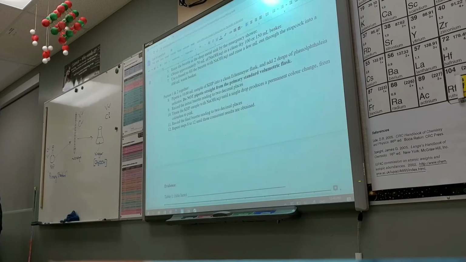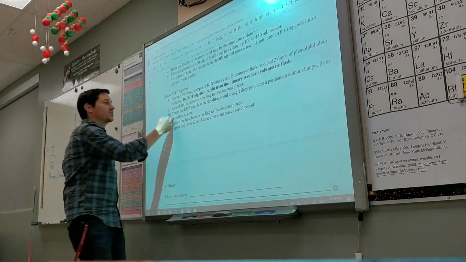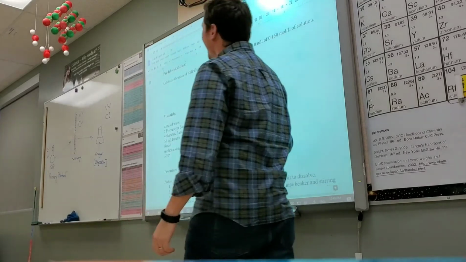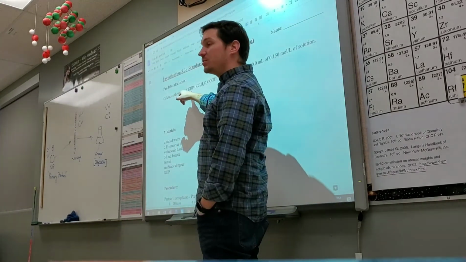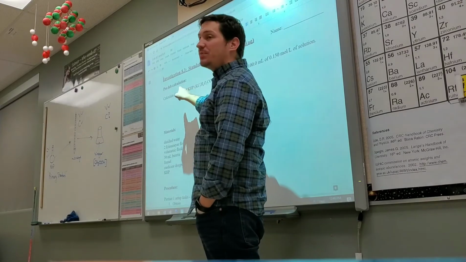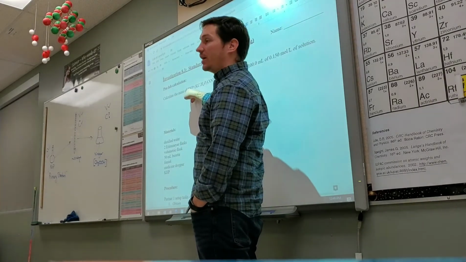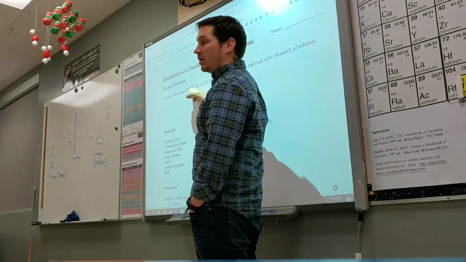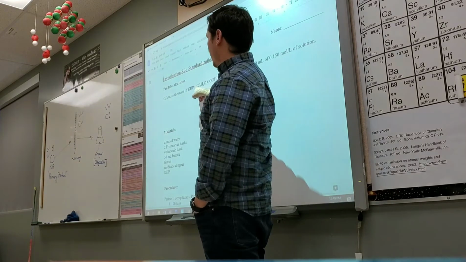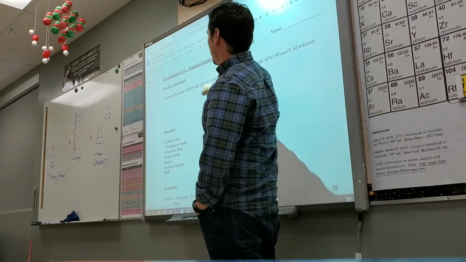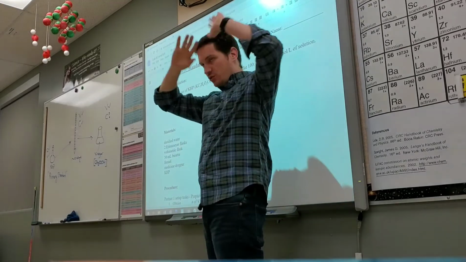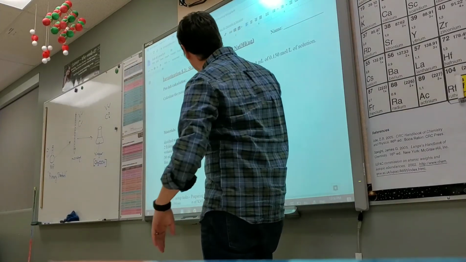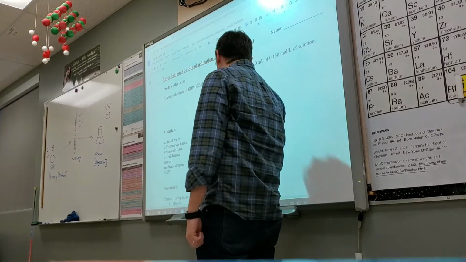Let's look at the very first thing mentioned at the top of our lab. It says, calculate the mass of KHP. Remember, is KHP made up of potassium, hydrogen, and phosphorus? No, it's made up of potassium, carbon, hydrogen, and oxygen. That's just the shorthand, the nickname we give it. KHP is potassium hydrogen phthalate.